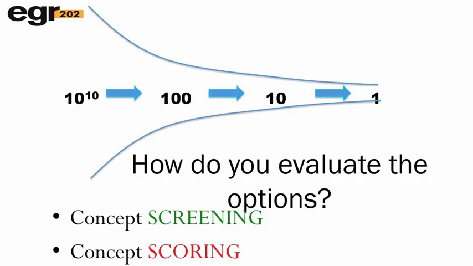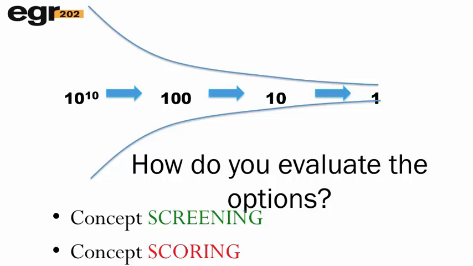So we're taking 10 to the 10th ideas. I know some of you had 1 trillion ideas. You came up with 1 trillion concepts. That's fantastic. We're going to go down from 1 trillion or 10 trillion in this case, or 10 billion in this case, sorry, to 100 to 10 down to 1.